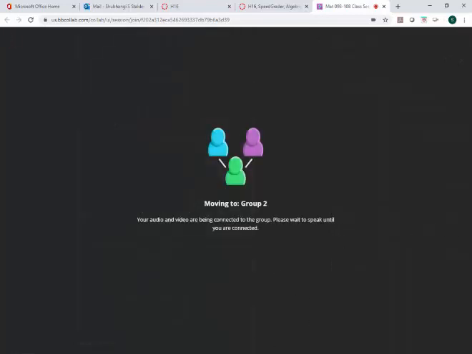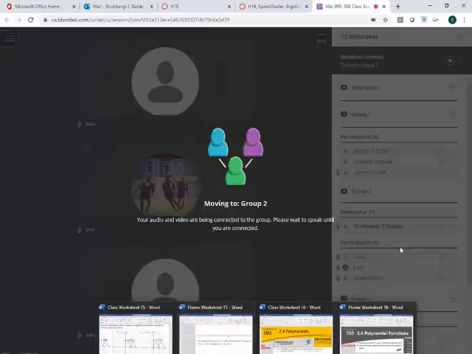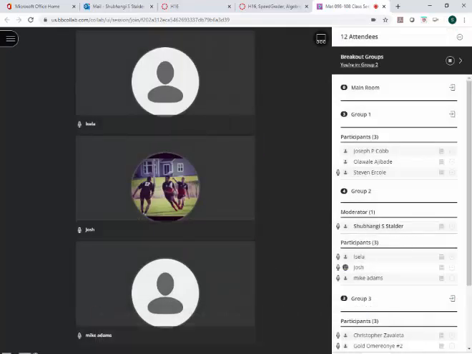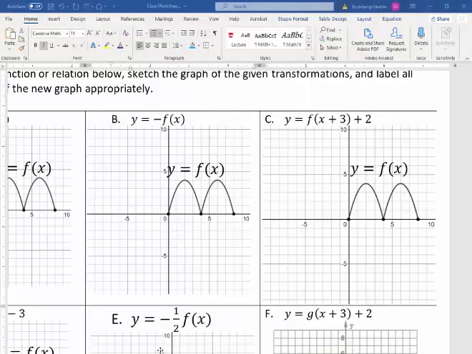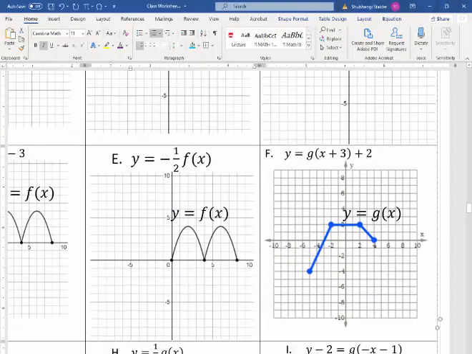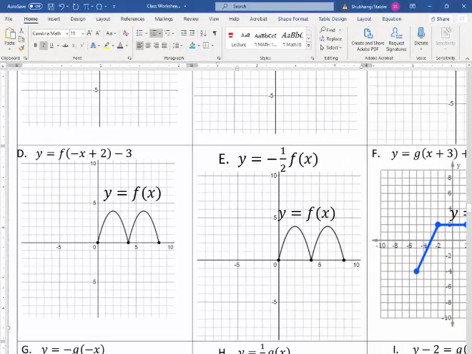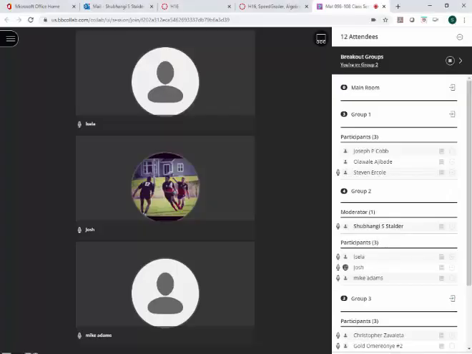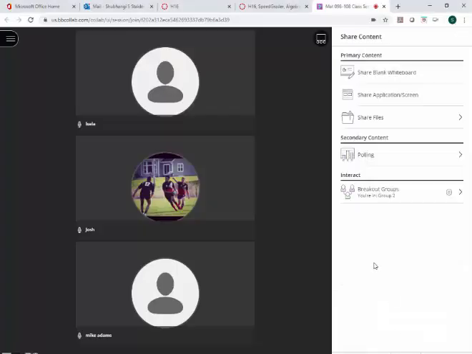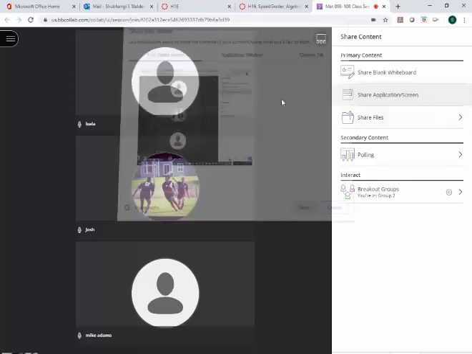Won't that -x do something to it though too? Yes. For D, would it be to the left 2, and then would it be up or down 3? That's what we're kind of stuck on. Right, so the -3 does take it down 3. So that negative sign in front of the x. So here, maybe this will help you. Let me share my screen with you.